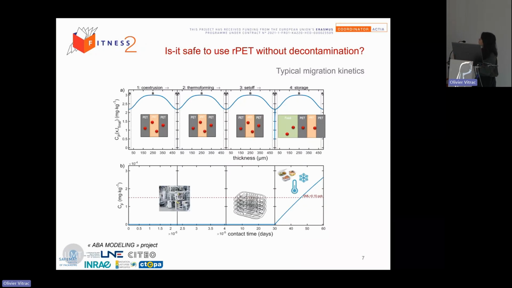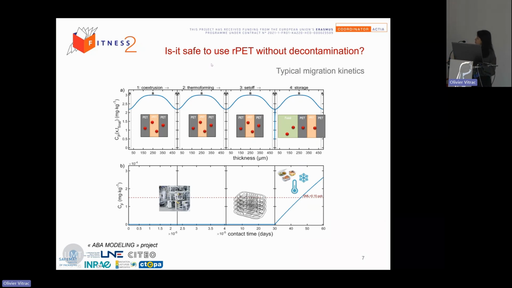Here is one typical migration kinetic, of toluene I think, the smallest substance in the challenge test, for four steps. With this kind of structure, we have four steps: co-extrusion, thermoforming, set-off, and storage. Co-extrusion is a really short step but at high temperature. According to a poll of French manufacturers, the co-extrusion step can go up to more than 200 degrees in a few seconds.